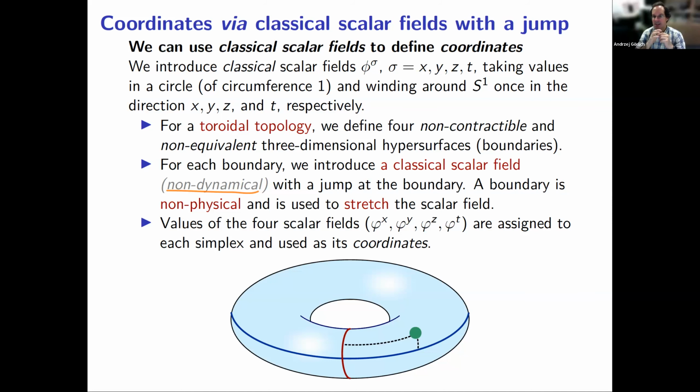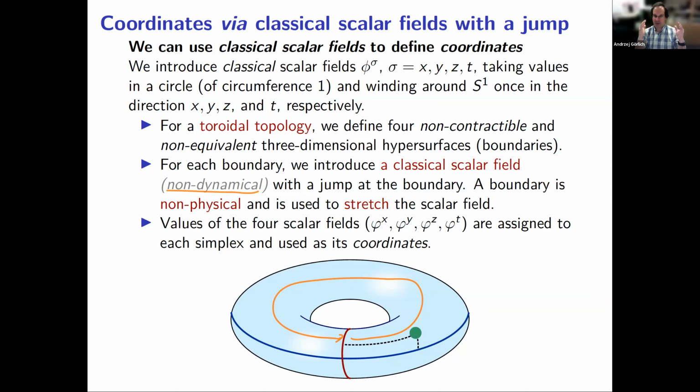Now, we assume that the scalar fields will take values in a circle. So the target space is S1, and we have 4 scalar fields, and they are required to wind once around S1 when we go in one of the 4 directions. Because the topology is T4, we can basically define X, Y, Z, and T directions, and then require that when going along a direction, the scalar field defined on this geometry is required to wind once.